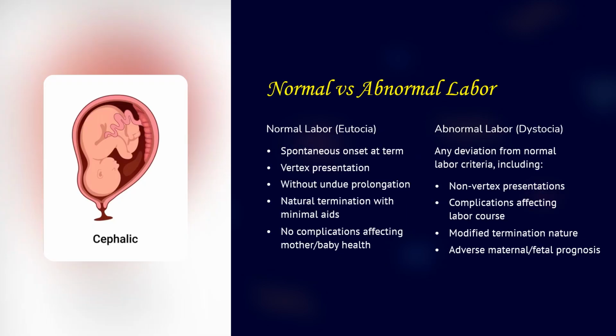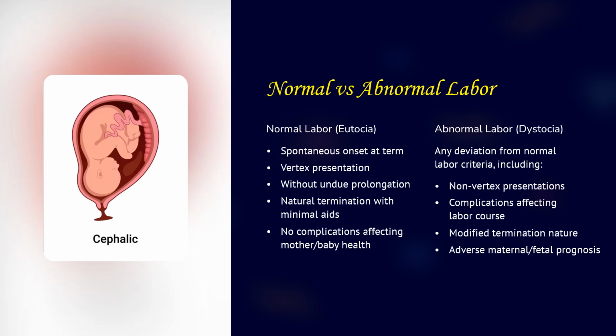Now let's quickly learn about what is normal and abnormal labor. Normal labor is also called eutocia and abnormal labor is called dystocia. So what are the criteria of eutocia? The first is spontaneous onset at term, which means once the mother is at term, that is 37 or beyond weeks of gestation, the labor should start spontaneously.